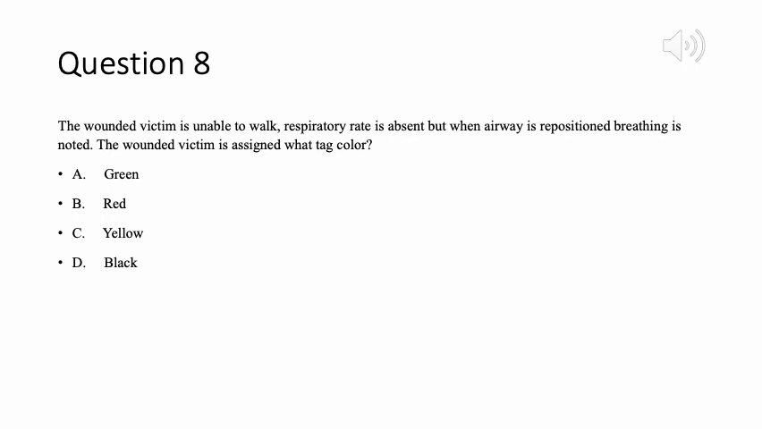Question number 8. The wounded victim is unable to walk. Respiratory rate is absent, but when you reposition the airway, breathing is noted. Which color would this wounded victim be assigned to? A, green, B, red, C, yellow, or D, black? So if this patient had an absent respiratory rate, he would be black unless when we repositioned his airway, he had spontaneous breathing, which in this condition he did. So the answer for this one would be B, red.